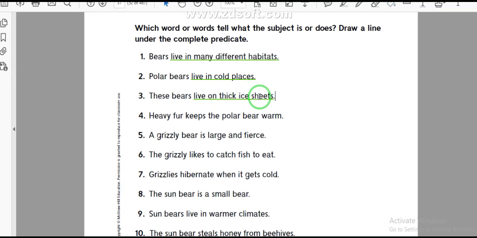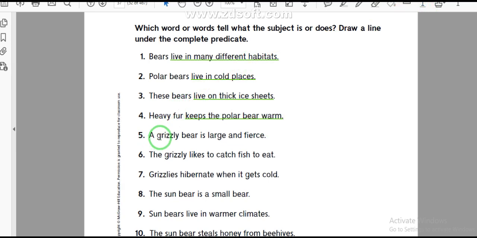Thick ice. Number four, heavy fur keeps the polar bear warm. What's happening with the heavy fur? What does heavy fur do? So the complete predicate is keeps the polar bear warm, because the heavy fur keeps the polar bear warm. From keeps till the end is the complete predicate.